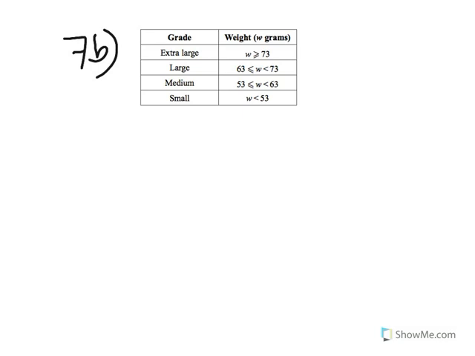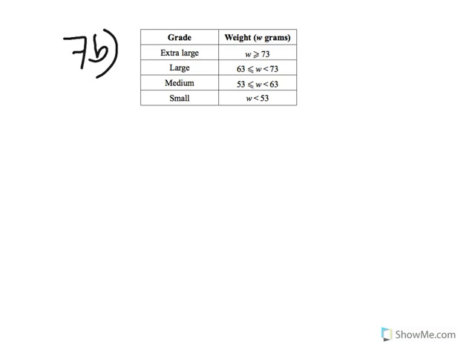Well, 7b is giving you another table of the range of weight for each grade of the eggs, and they've asked you to work out an estimate for the total weight of 48 large eggs and 35 medium eggs. So first of all, this is a range. It means that for large, the weight can be in between 63 and 73. So in order to find an estimate, we need to find the midpoint of the weight. So we need to find an average amount.